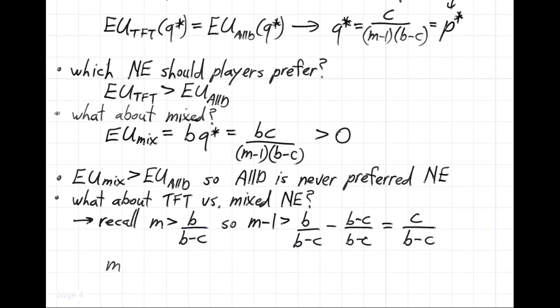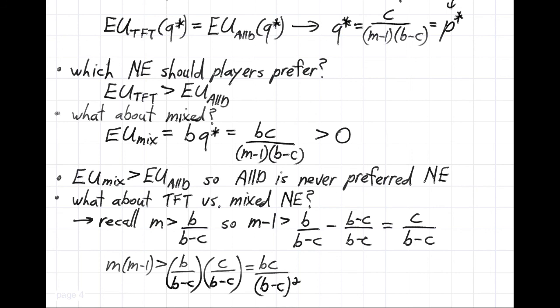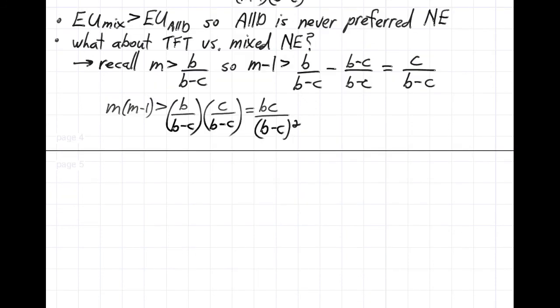And that means that m times m minus 1 is bigger than the two things that each one is bigger than multiplied together. So m is bigger than that, and m minus 1 is bigger than that. So m times m minus 1 must be bigger than those two things multiplied together. And those things multiplied together, let me just write it as b times c divided by b minus c squared. Just to keep you on track here, we're putting together an argument to figure out which expected utility is bigger for which Nash equilibrium. We can reorganize that.